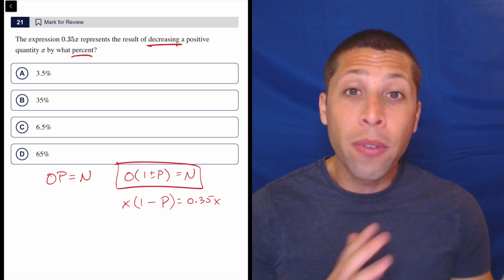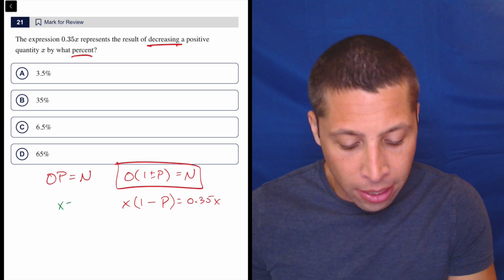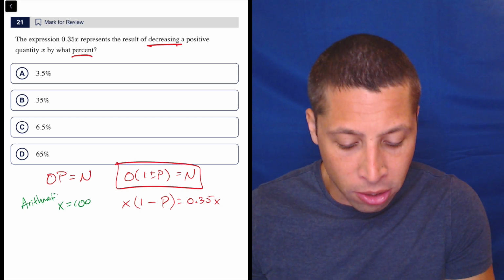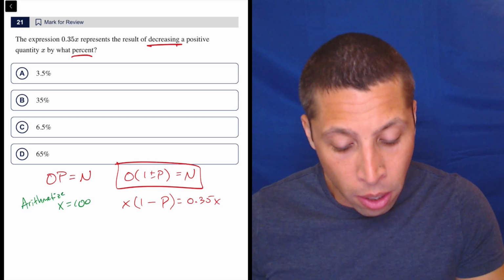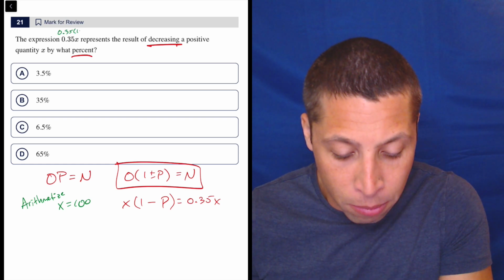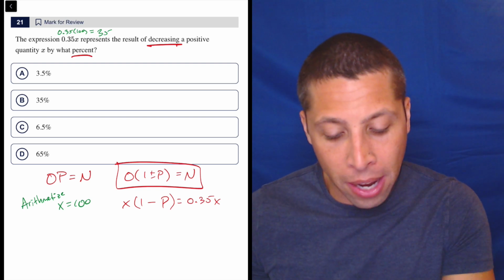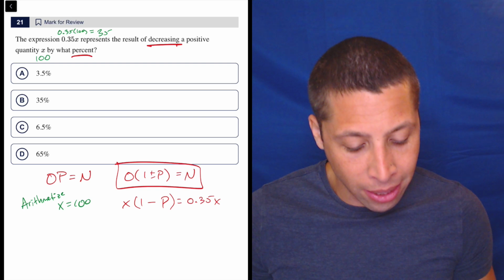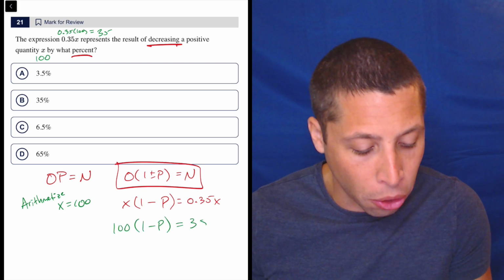Now, with two variables, that might be annoying. So one other move we can make is let's just get rid of x. Let's arithmetize. Let's make a number for x, and let's make it 100 so that we don't have to think about the percentage in a very complicated way, right? So that means that the expression 0.35 times 100, which is 35, is the result of decreasing a positive quantity x, so 100, by what percent? So another way to write this now is that 100 times (1 minus p) is equal to 35.